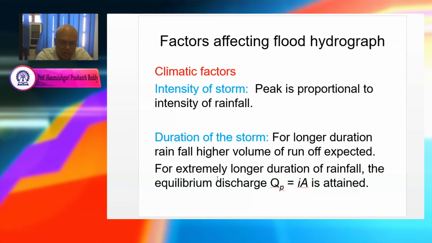Suppose the rainfall duration is continuous, then once the peak is attained, that will be constant. Okay, so the constant peak will continue until and unless either rainfall decreases or stops. After that, the recession of the discharge starts.